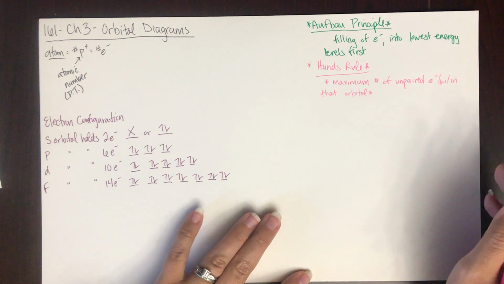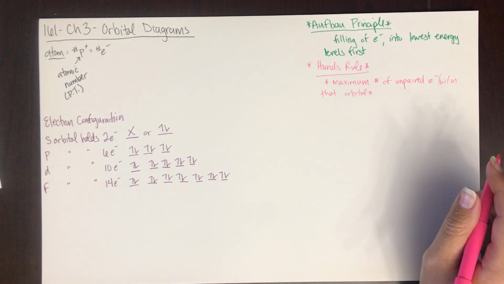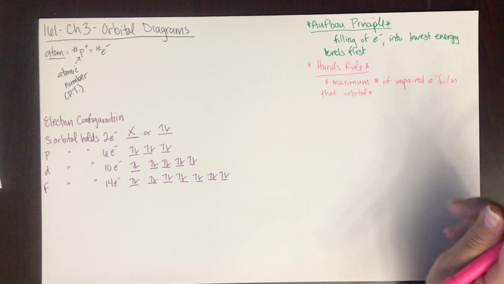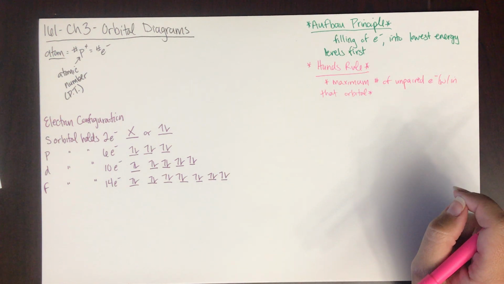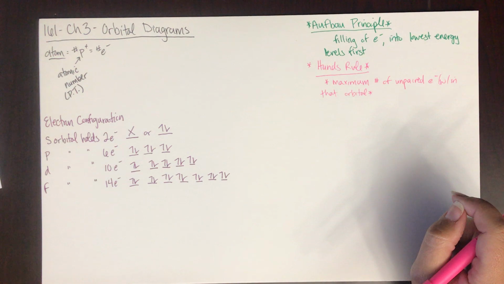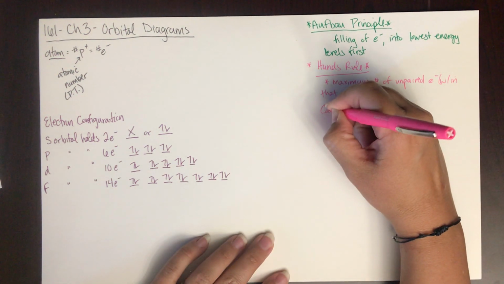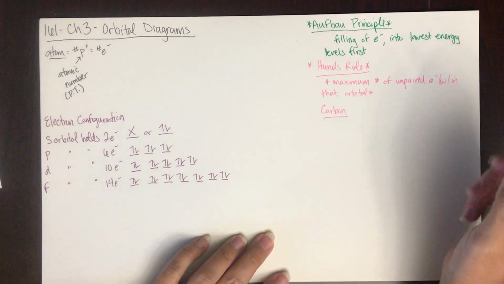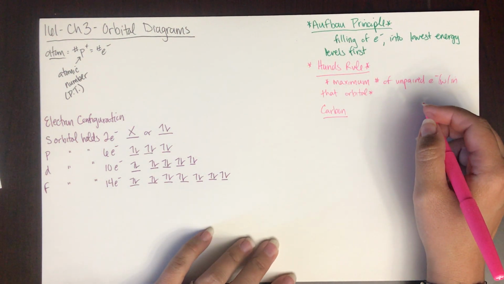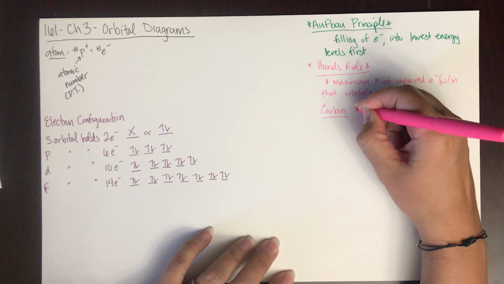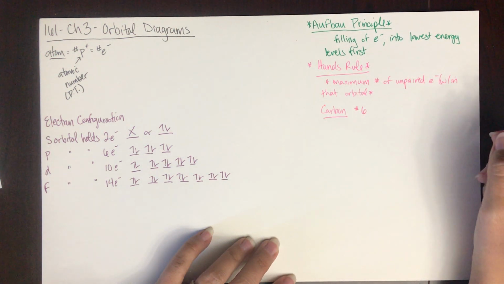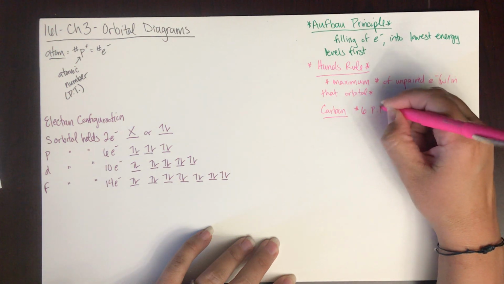So I'll give you a quick example of that. So let's just look at carbon. So carbon is number 6 on the periodic table.